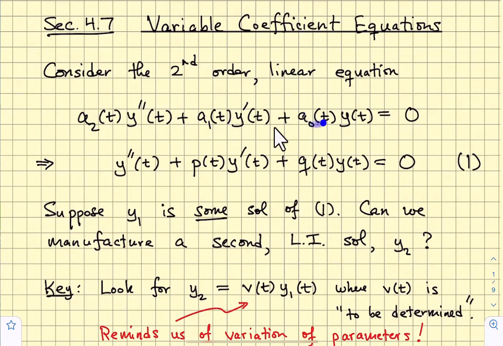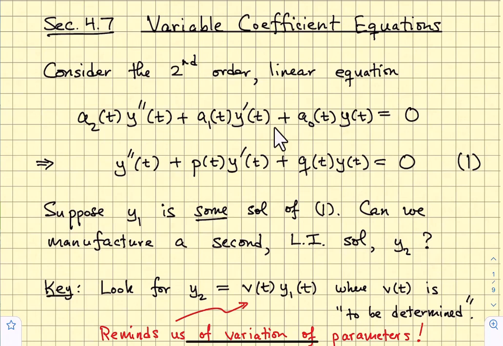have non-constant coefficients. As you may recall, another appropriate standard form is to divide through by the leading coefficient, which we know cannot be 0, and rewrite this with a leading coefficient of 1, where we just divide through by a2, and so we get a leading coefficient of 1. a1 over a2 becomes a new function p of t. a0 over a2 becomes a new function q of t equals 0. And we'll call this equation 1. This will be our reference equation for this section.